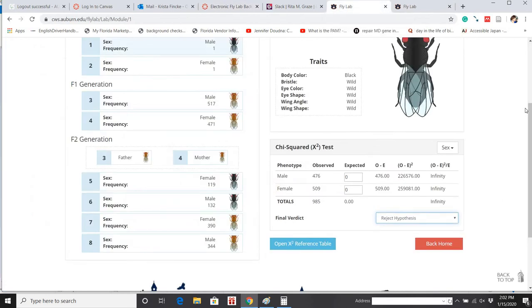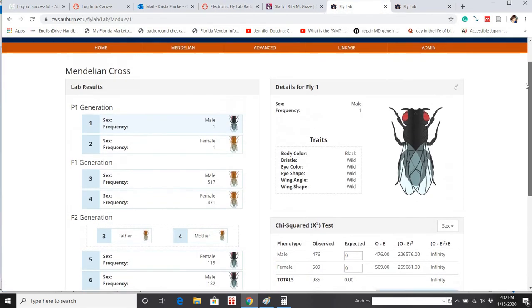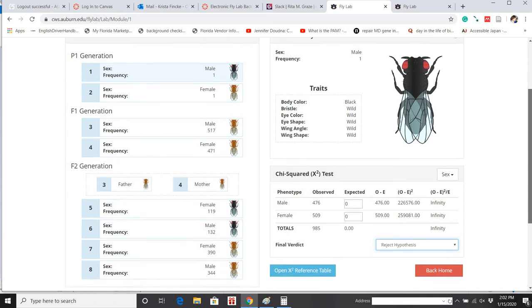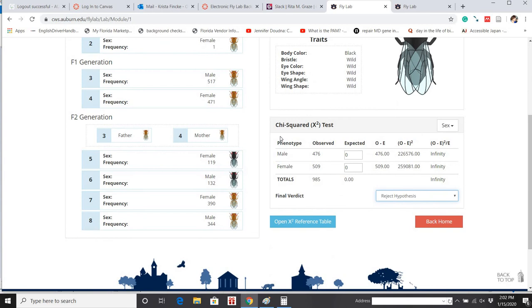Now, I have already done the matings for you guys just to save time. I picked black body, just kind of arbitrarily. I knew it's Mendelian, so I used that one. And I just mated with all of the defaults. I chose 1,000 progeny for each, that sort of thing. So when you get down to all of your matings, we have this cool little bar over here where it helps you with the chi-square test.